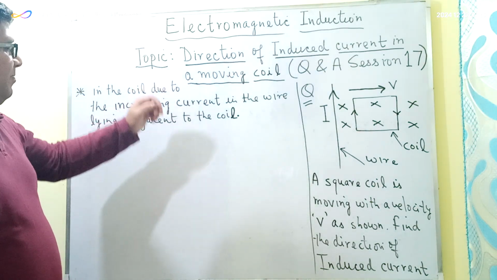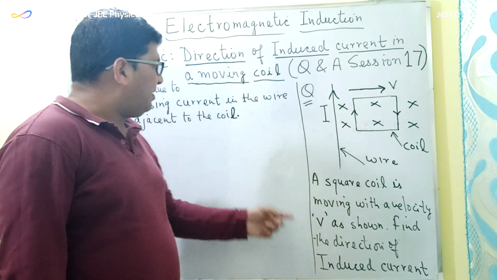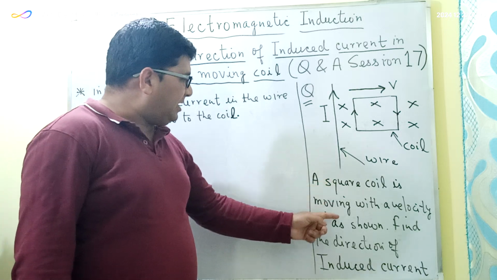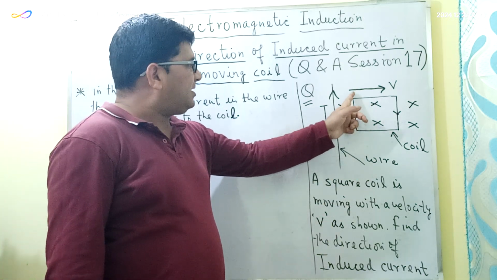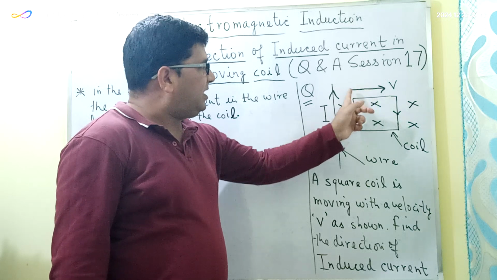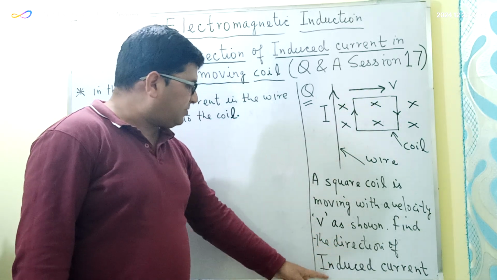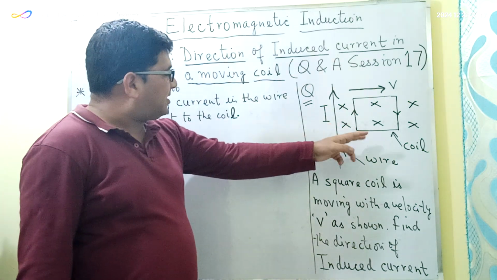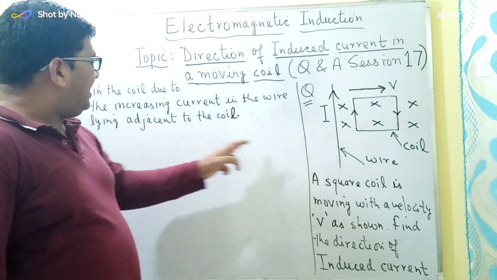Based on this topic, I have selected one question for this session from one of my books. The question is: a square coil is moving with a velocity as shown in this figure. This is the square coil and it is moving with a velocity v in the direction indicated by this arrow. We have to find the direction of the induced current in the coil due to the increasing current in this wire which is lying adjacent to the coil.